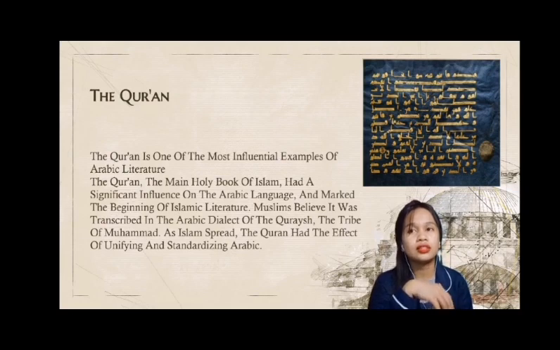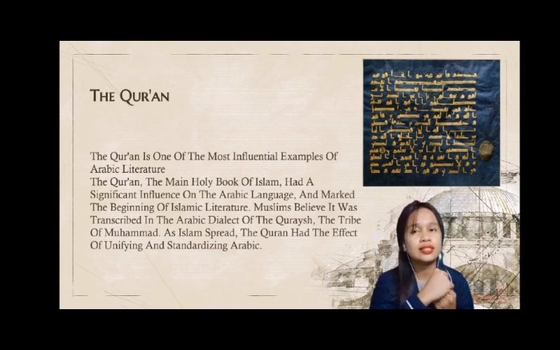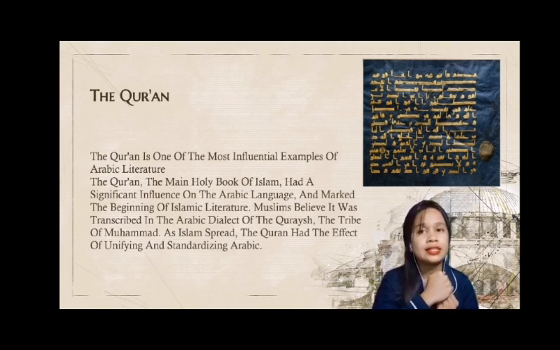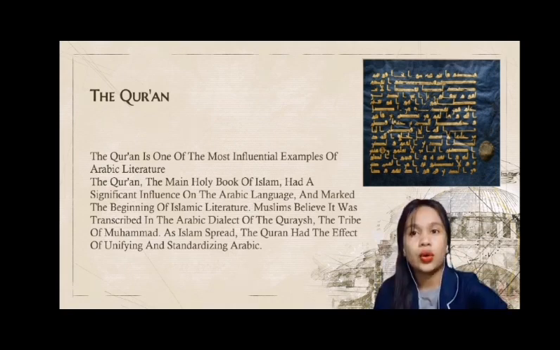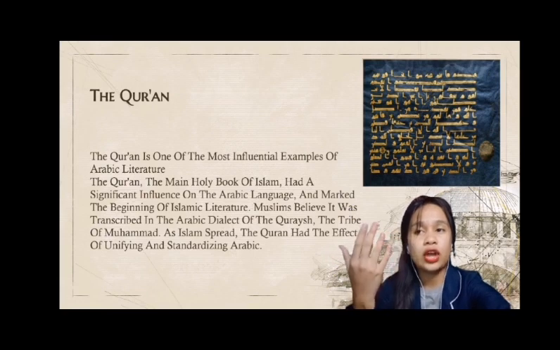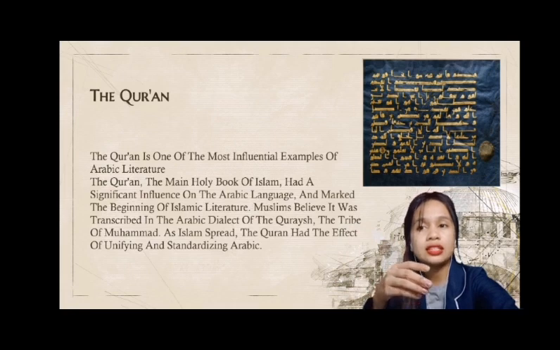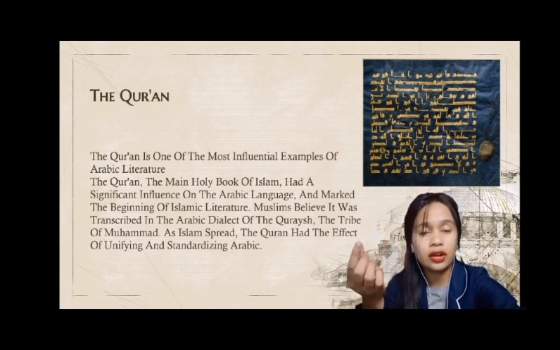Next, the Quran is also part of the history. The Quran is one of the most influential examples, as I've said earlier. It is their finest piece of Arabic literature. The Quran, the main holy book of Islam, had a significant influence on the Arabic language and marked the beginning of Islamic literature. Muslims believe that it was transcribed in the Arabic dialect of the Quraysh, the tribe of Muhammad. As Islam spread, the Quran had the effect of unifying and standardizing Arabic.